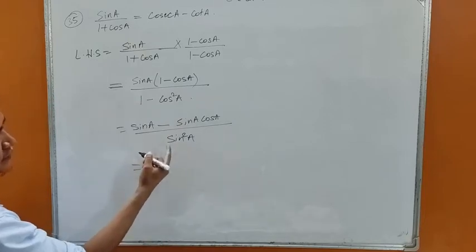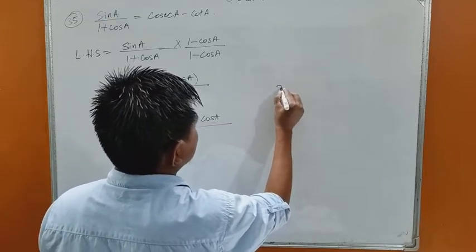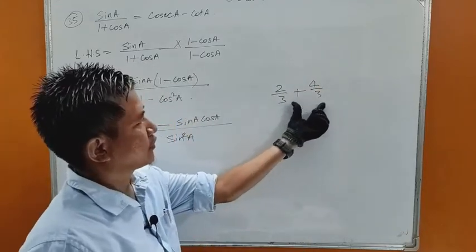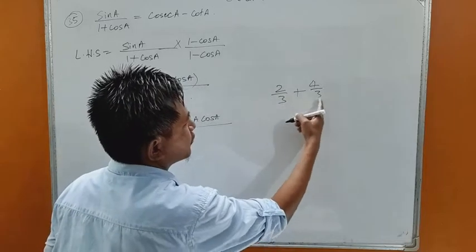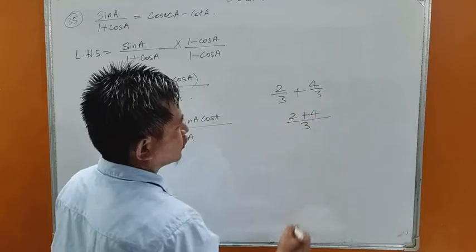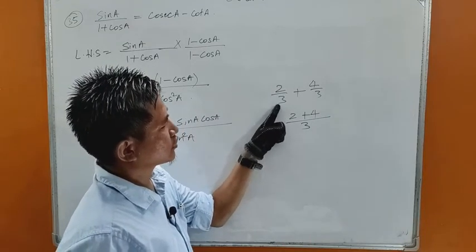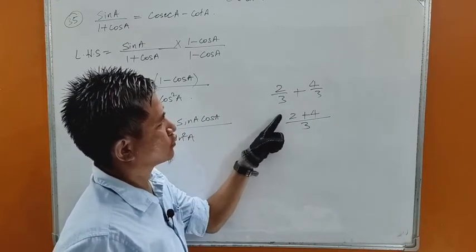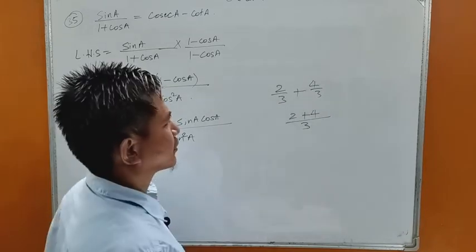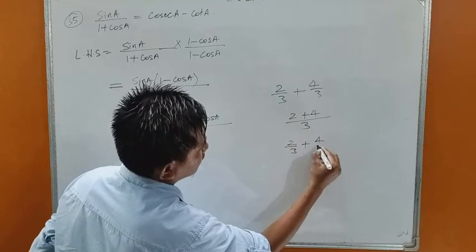Now let's do the same thing as we have done in our previous video. Suppose I have 2 upon 3 plus 4 upon 3. The denominators are the same number, so I can take the LCM like this and write 2 plus 4, isn't it? We have learned this in our junior classes. So 2 plus 4 upon 3 can be written as 2 by 3 plus 4 by 3.